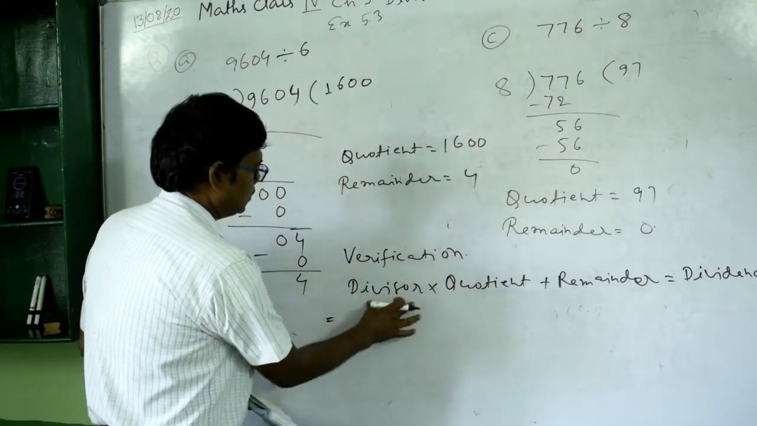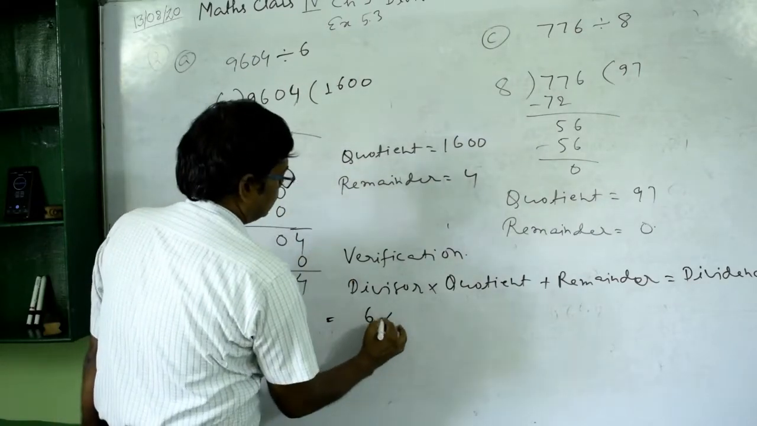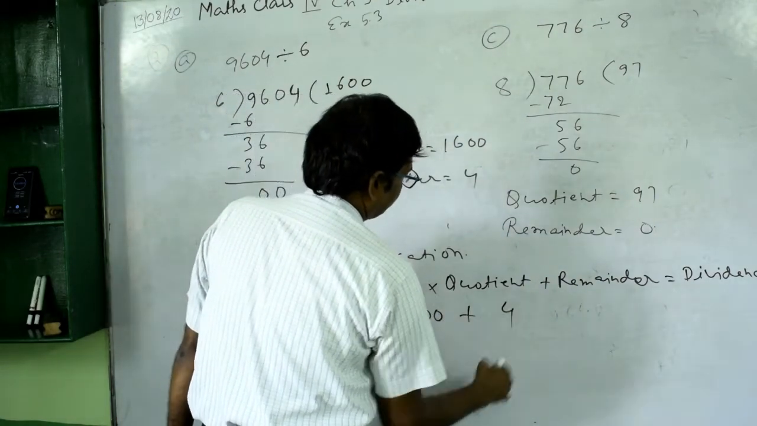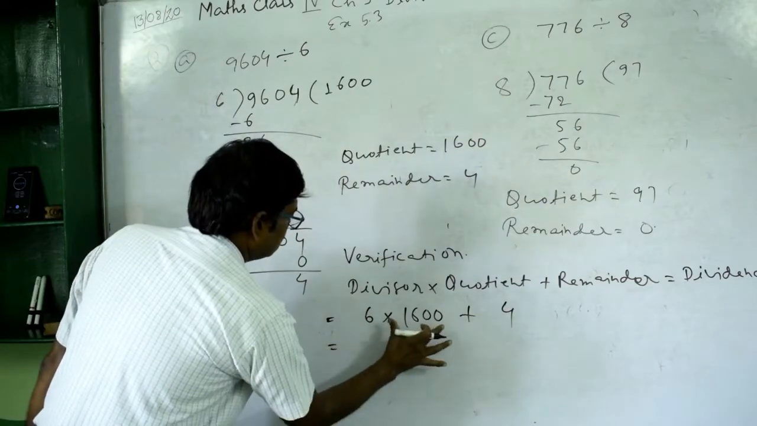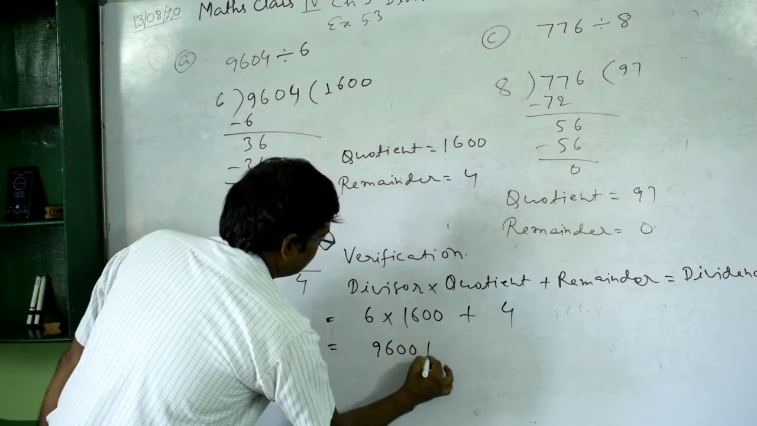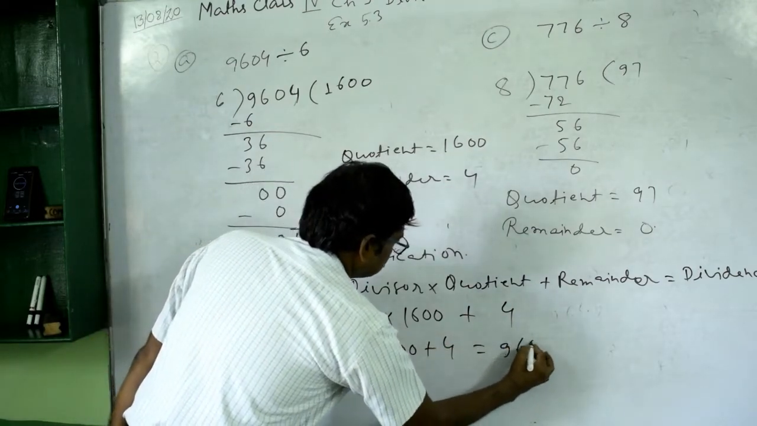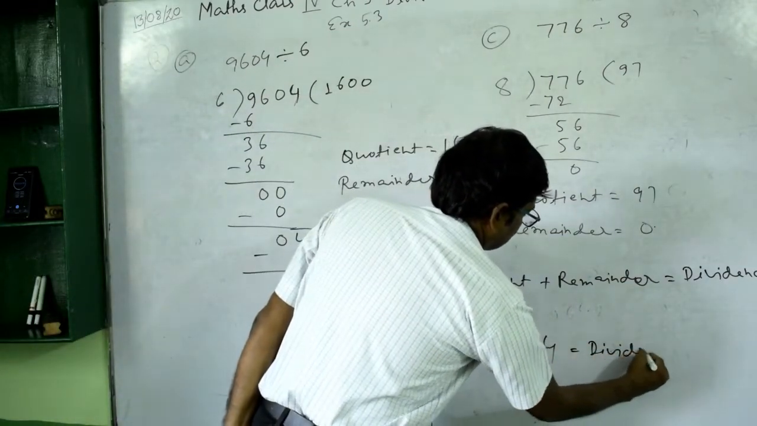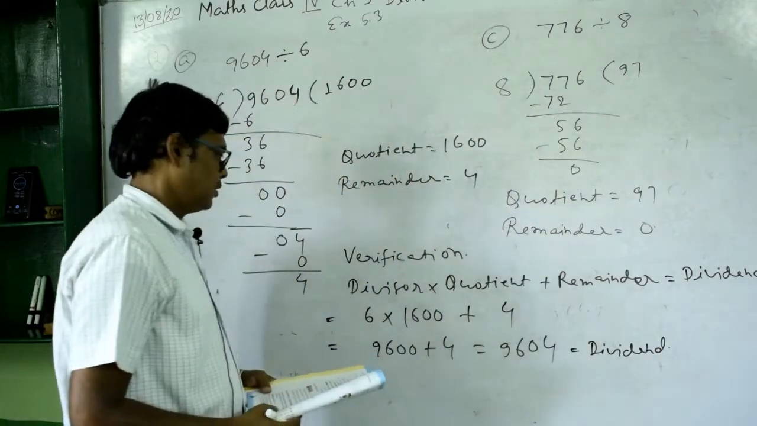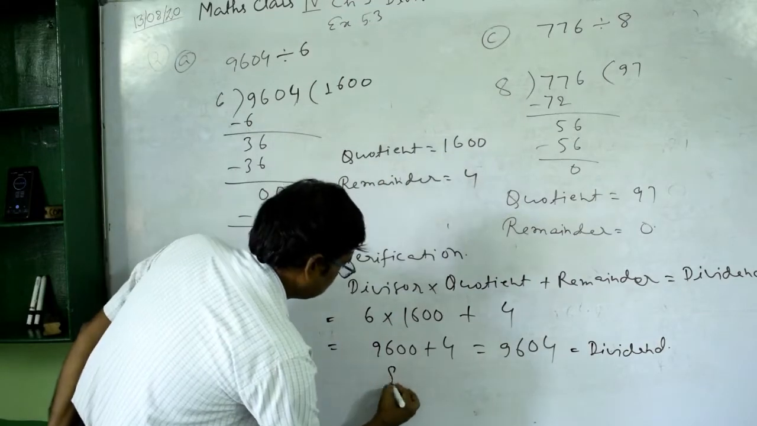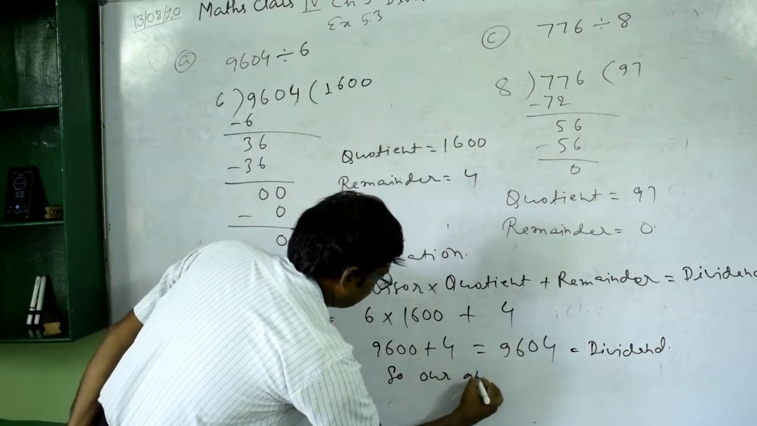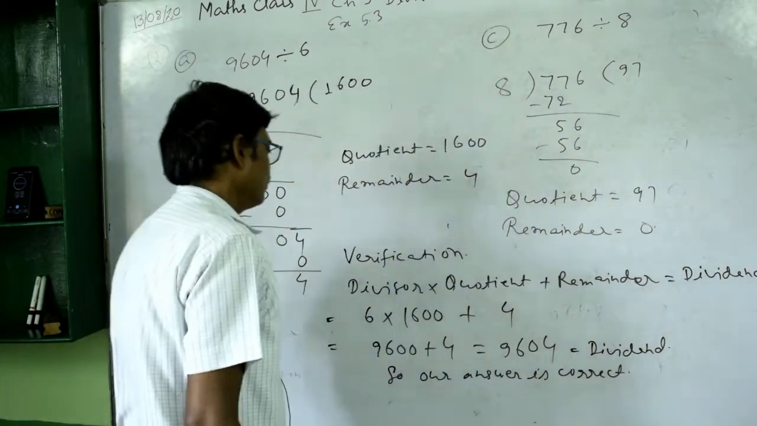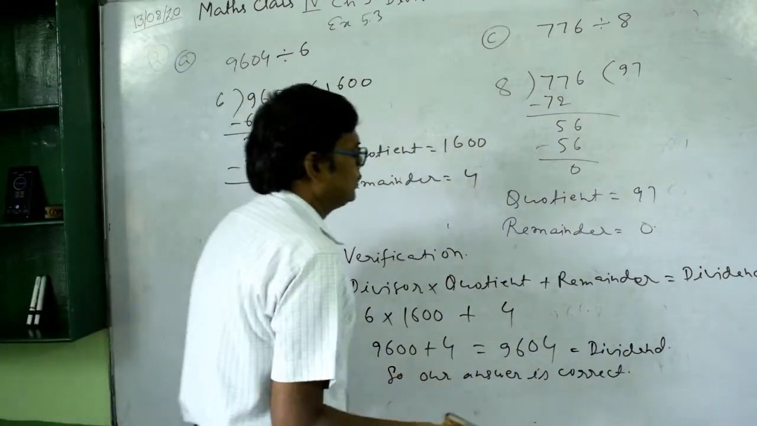So here see this divisor. What is divisor here? 6. And what is quotient here? This number. And what is remainder? 4. Okay. Now if you solve this, this into this will be 96, 100 plus 4 equal to 9604, and which is equal to the dividend. Okay. So here this is verified. So our answer is correct. Okay, so this is the method of checking your division.